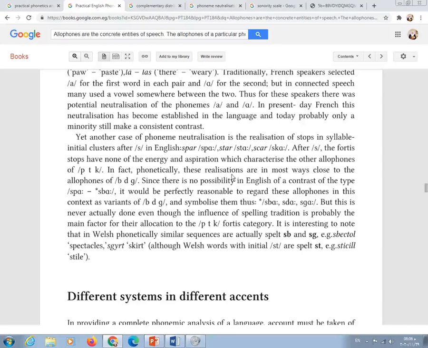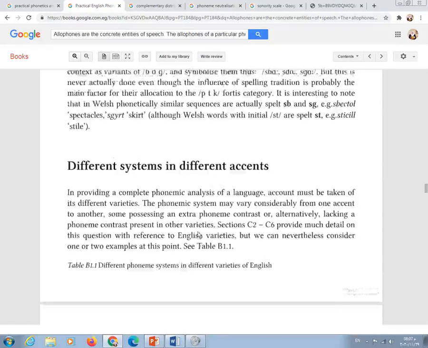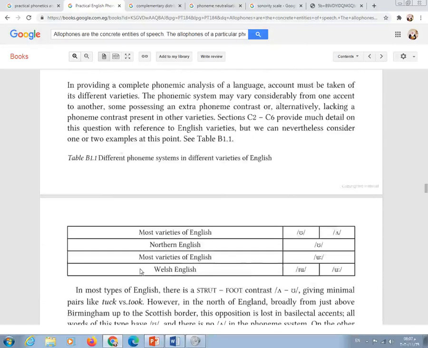Okay. So p, t, k, when they come after s, are no longer aspirated, and in this case, they become so similar to their voiced equivalents b, d, g, respectively. So p becomes b, t becomes d, k becomes g, they become voiced just like their sisters. Okay, so this is what we want to talk about here.